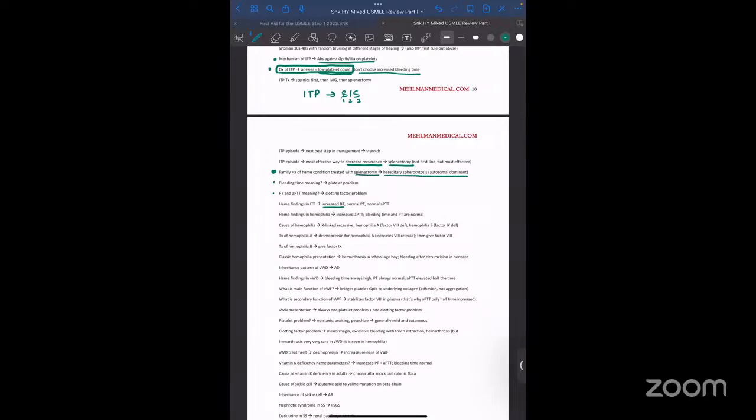So one more time, heme findings in ITP is increased bleeding time, normal clotting stuff. So normal PT and APTT. Heme findings in hemophilia, increased APTT. Hemophilia is factor 8. We played tennis. What was it? Play tennis outside, extrinsic. Play table tennis inside. This is intrinsic.